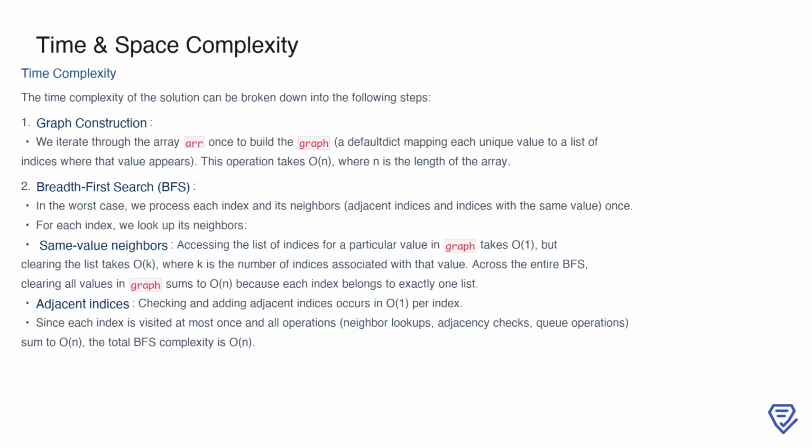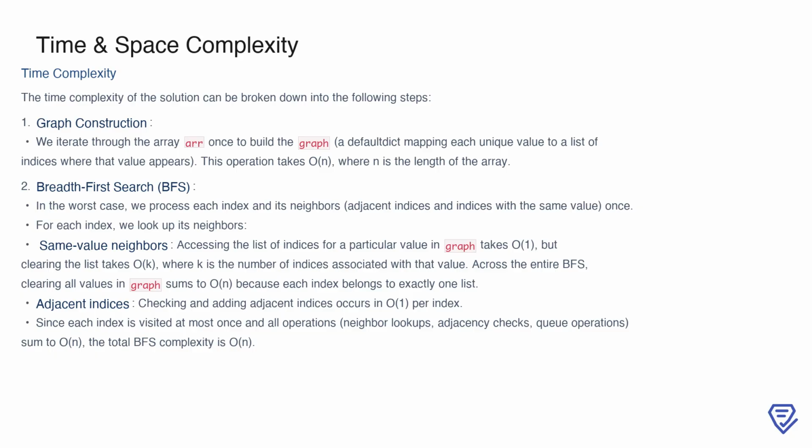Next, we have the breadth first search, or BFS, which processes each index and its neighbors. Neighbors include adjacent indices as well as indices sharing the same value. Accessing these same value neighbors takes constant time per lookup, but clearing the list of indices for a value takes time proportional to the number of indices associated with that value. Across all BFS operations, clearing these lists sums to O(n), since each index belongs to only one list.